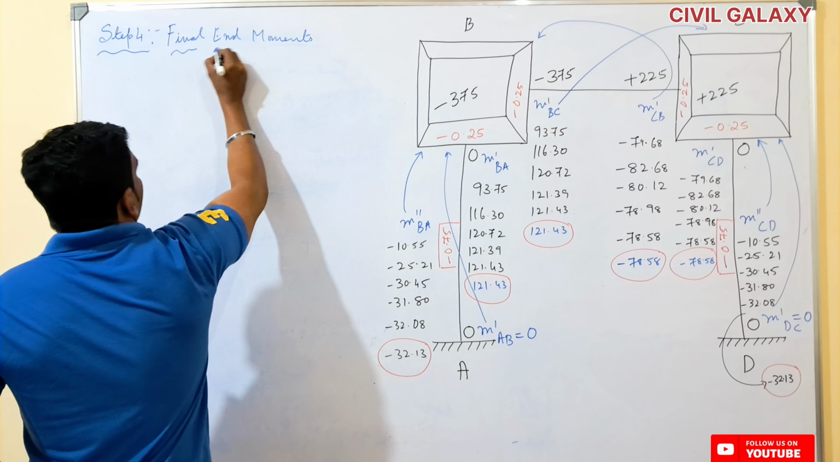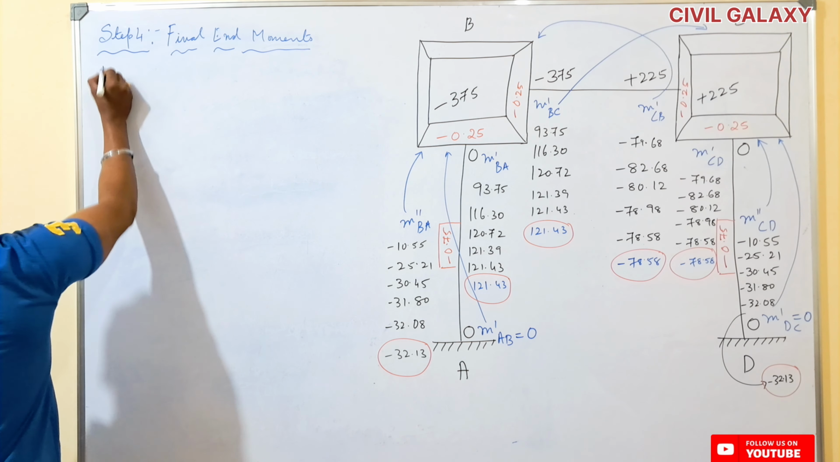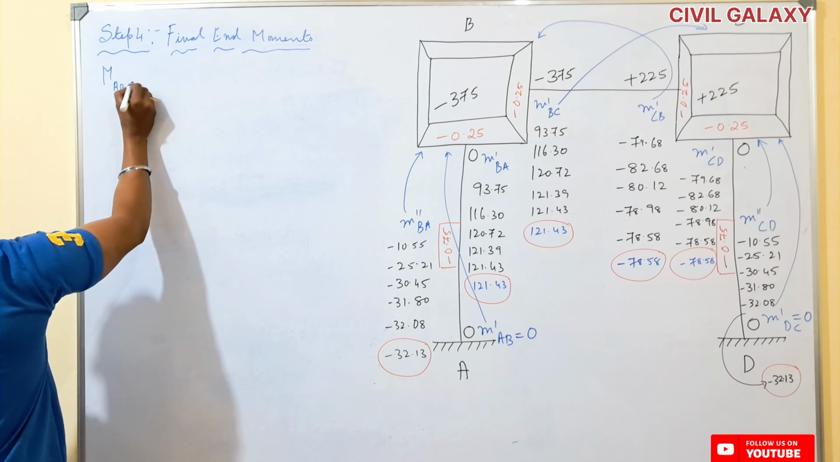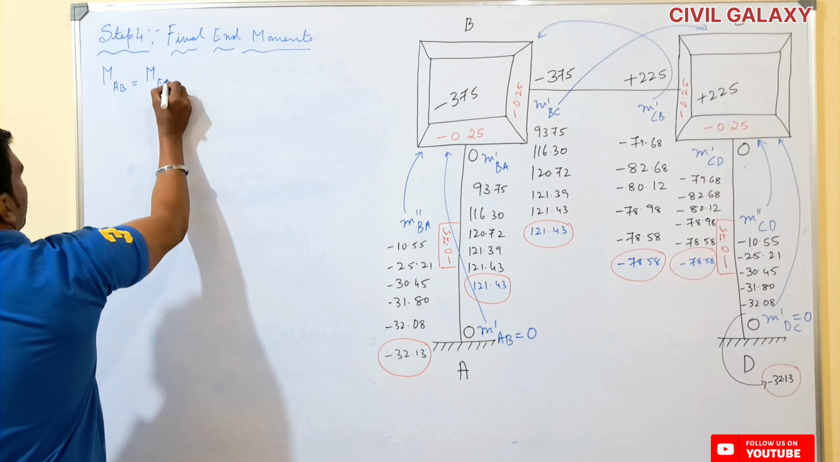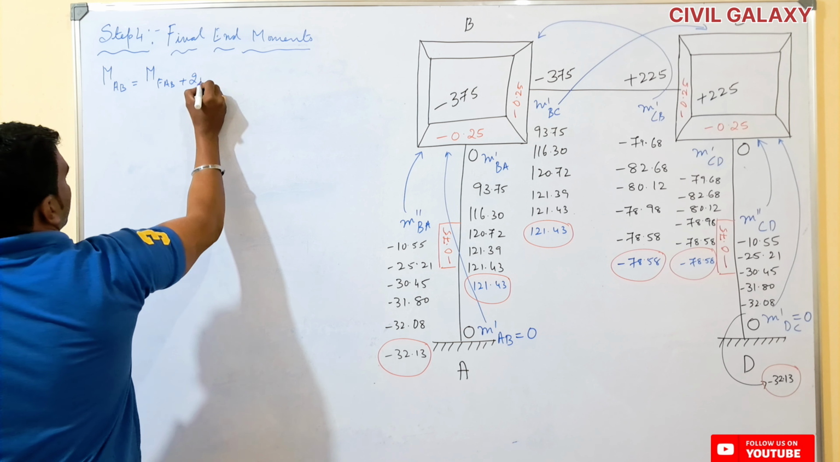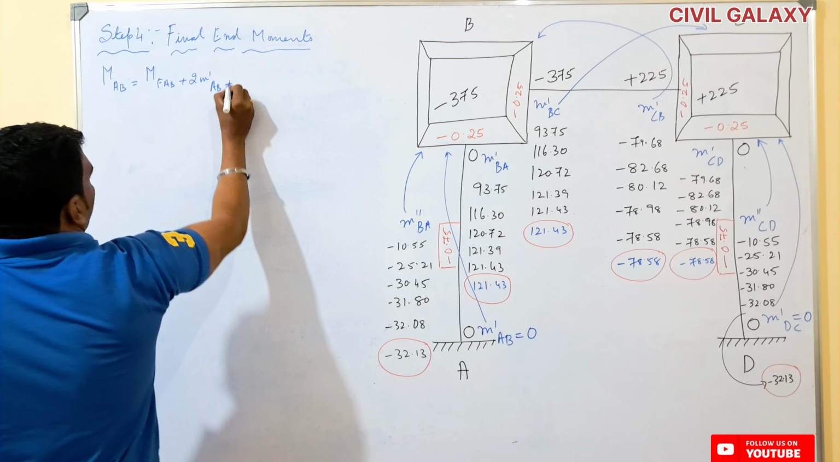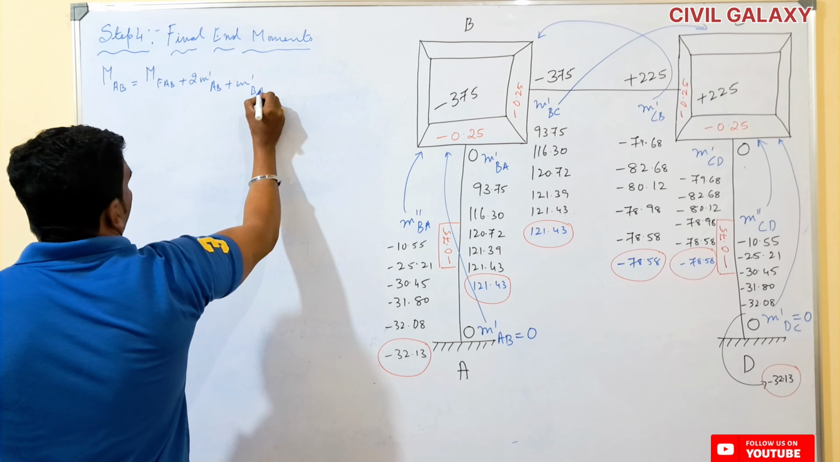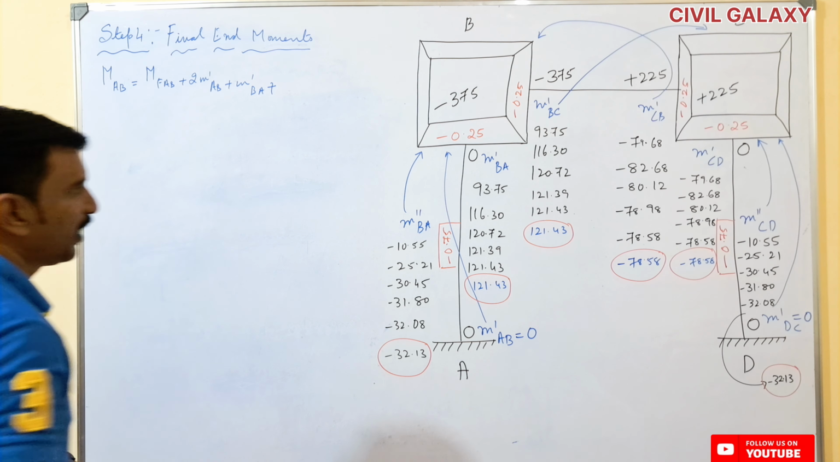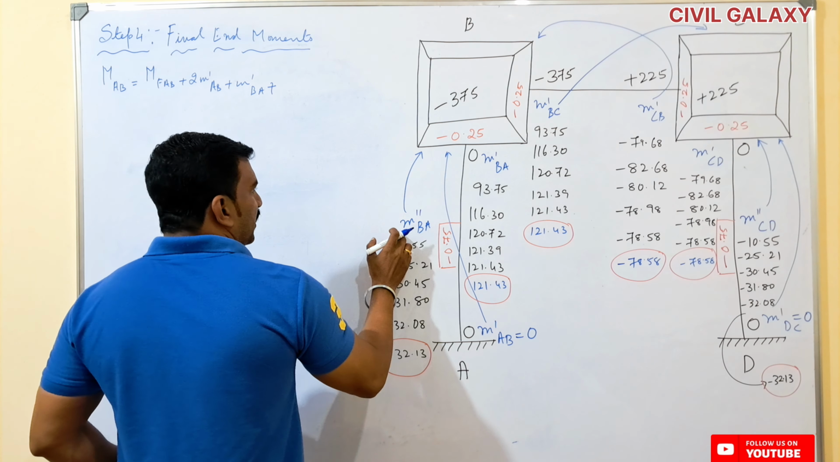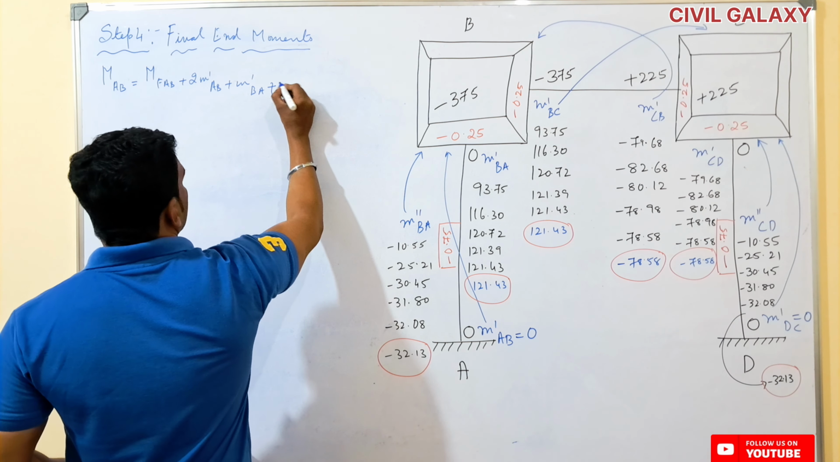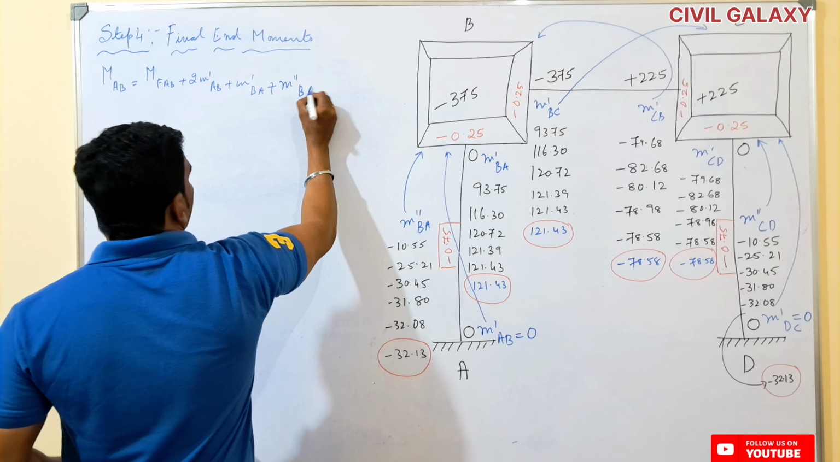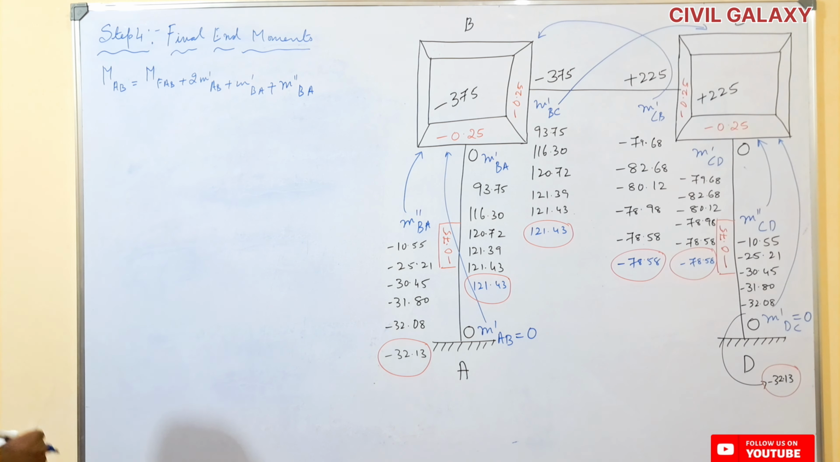So to calculate the final end moments, we know the final end moment from A to B will be equal to the formula: fixed end moment from A to B plus 2 times the rotation contribution about the near end plus 1 time the rotation contribution about the far end. Also now we have a value that is the displacement contribution, that we also need to consider, that is M double dash BA. So that value also we need to consider over here.